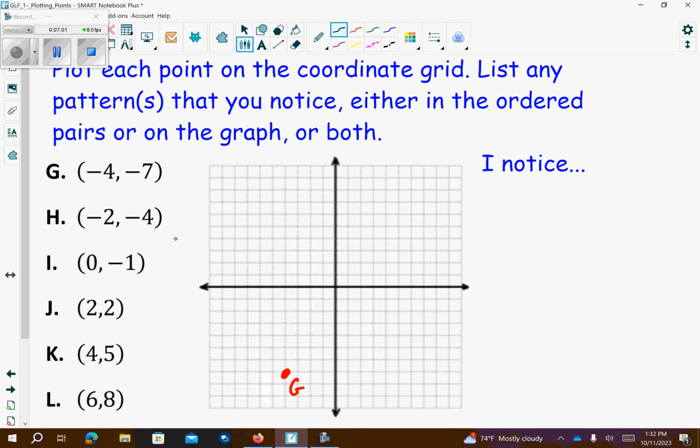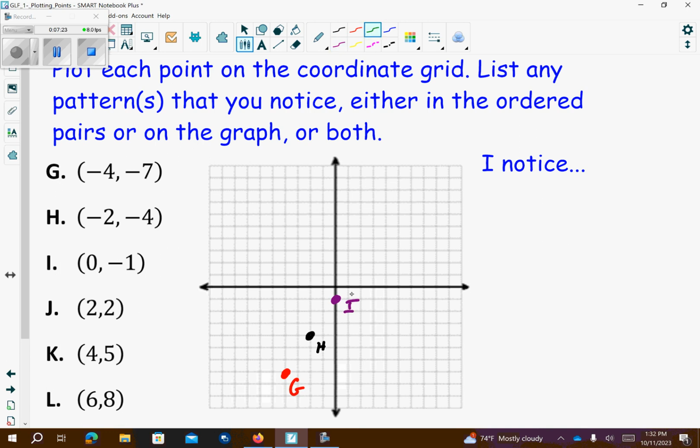Then I'm going to go back 2, 1, 2, down 4. That's letter H. We're then going to go to 0, -1. So 0, -1. That's going to be letter I.